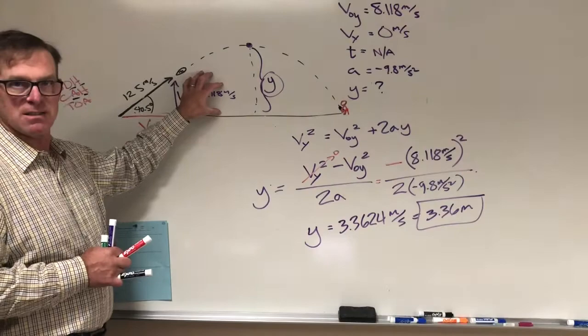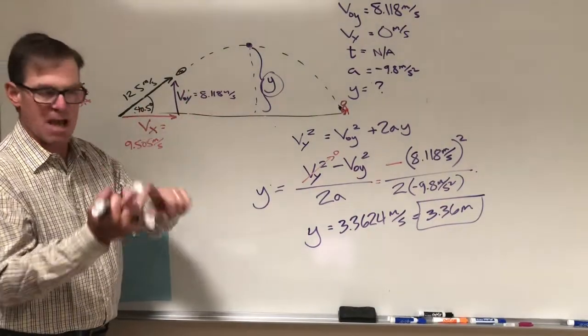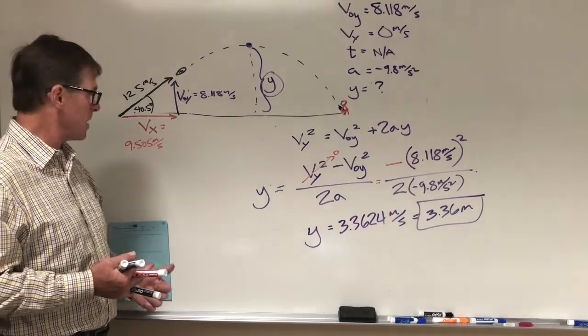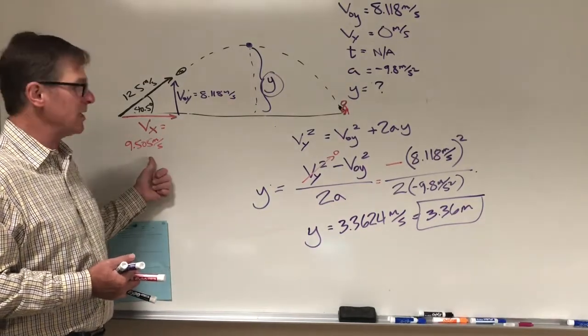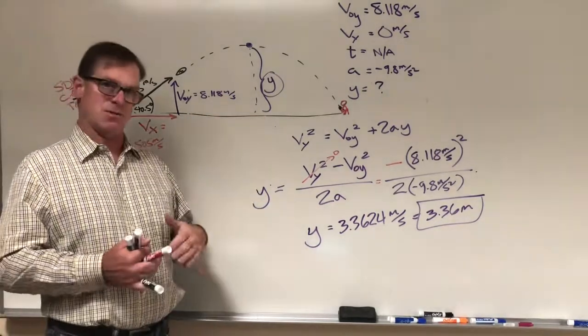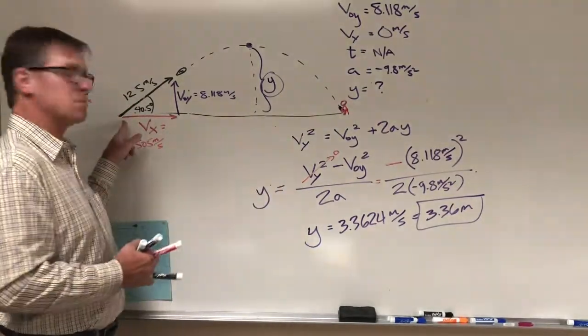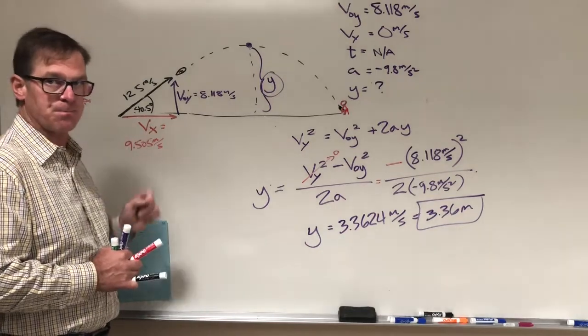Once you've done that, use the vertical velocity for all the vertical issues, time in the air, height that it reaches, that kind of thing. And use the horizontal velocity for things that are horizontal in nature, like how far did it go when it was at the same height that it was launched at.